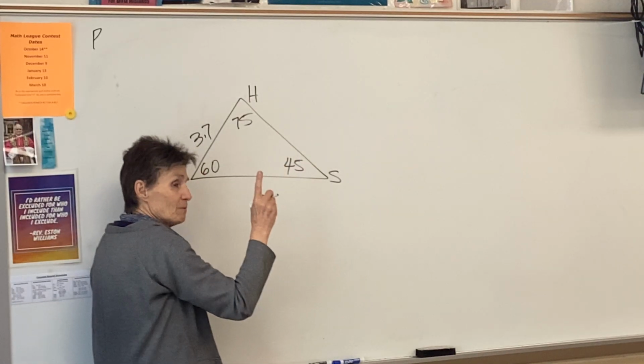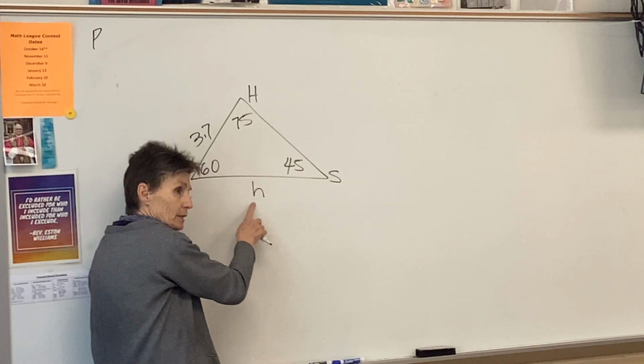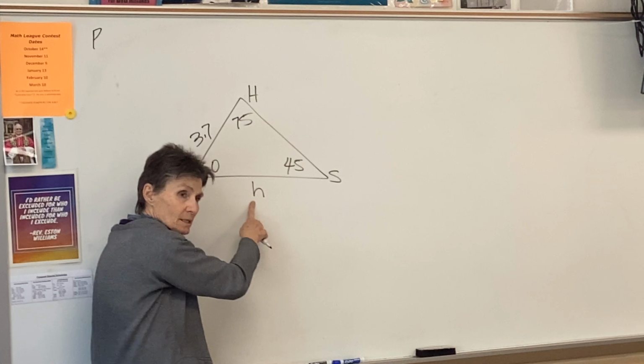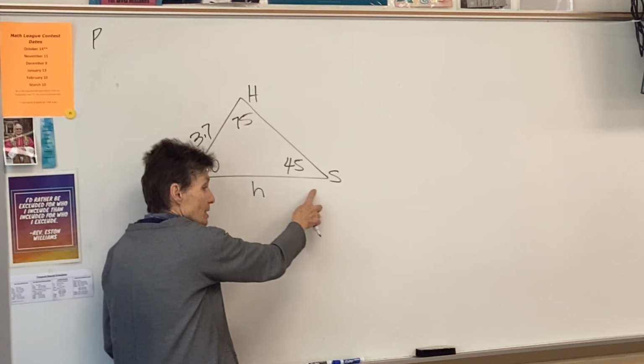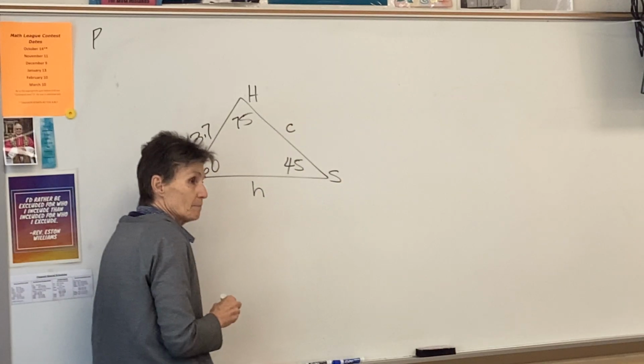Now look, you may not be familiar with this. This is side H. I use a little letter because it is across from angle H. So big letters are the angles, small letters are the sides. So this would be side C.